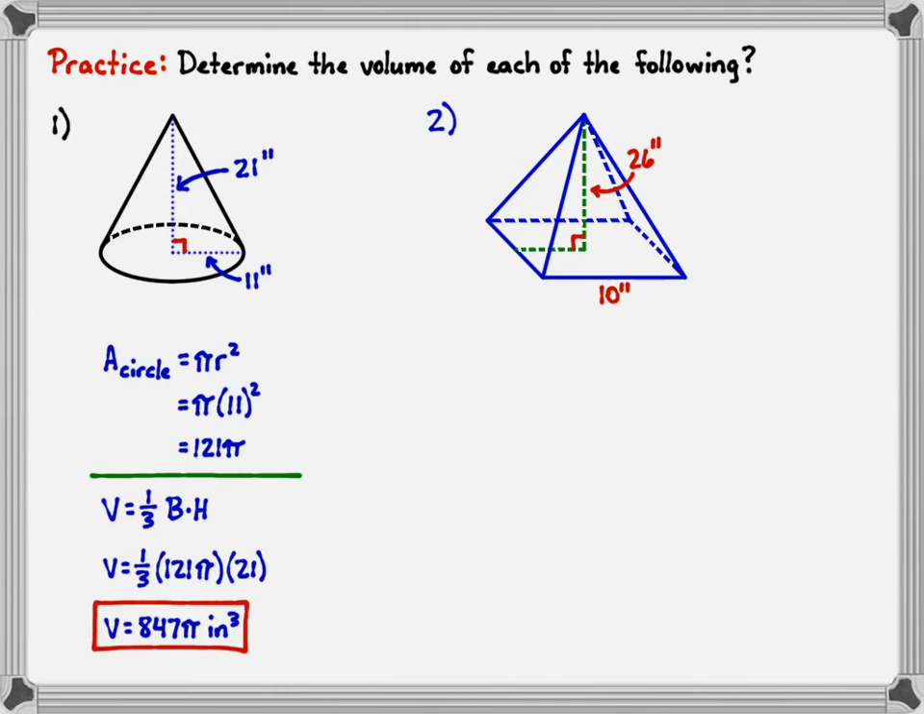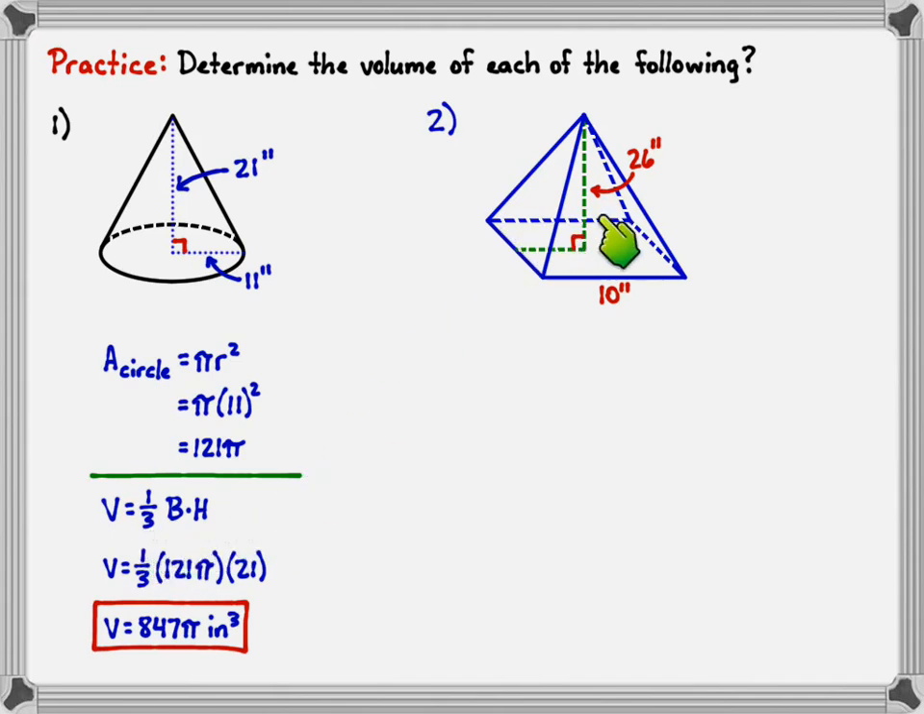For number 2, we have a pyramid. How do I know it's a pyramid? Because we have a base shape, and coming up out of the base shape are a bunch of triangles. And we can see it's going to a singular point, so it's a pyramid. Okay? Remember, the volume of any pyramid or any cone is 1/3 base times height.